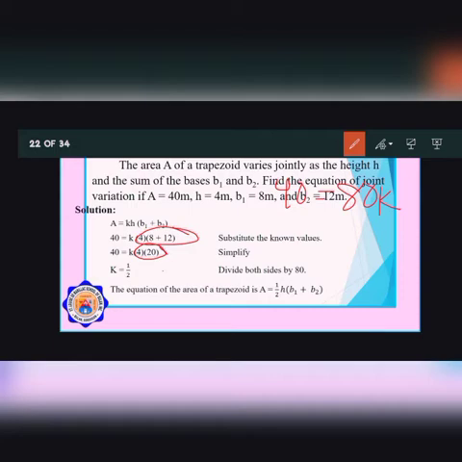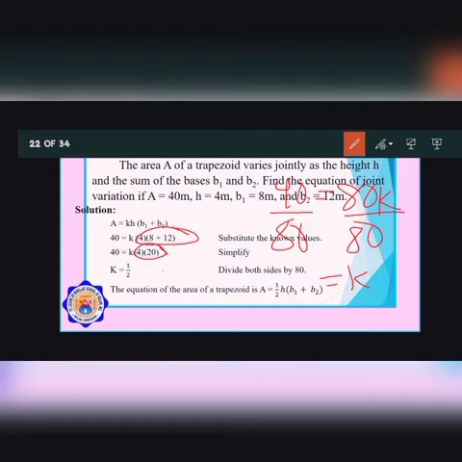Let's find the value of k. So, to find the value of k, divide both sides by 80. So, 80 divided by 80 is 1. 1 times k is equal to k. Then, 40 divided by 80: 40 and 80 is divisible by 40.